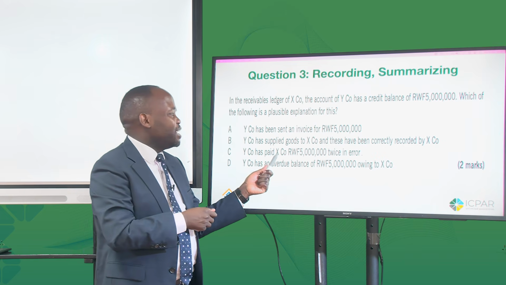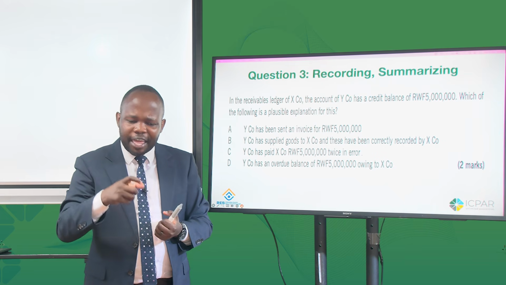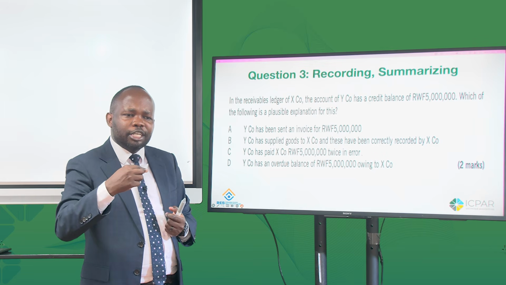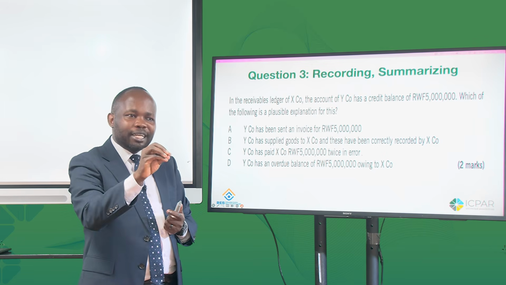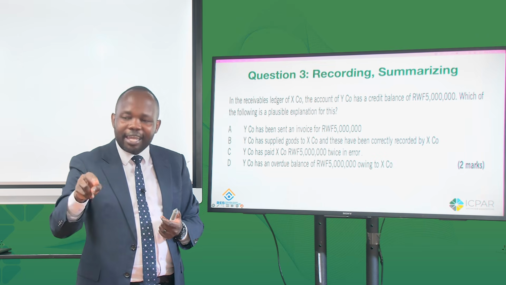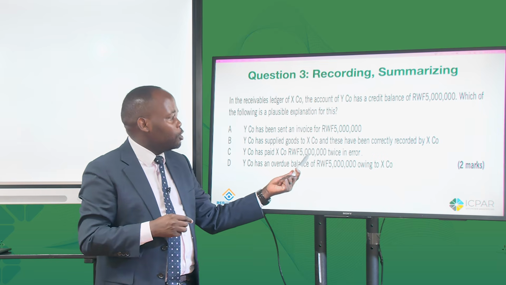Y company has paid X 5 million twice in error. Yes, if there is a payment twice, payment is posted on the credit side. So when payment is posted on the credit side twice or in error, it will make a credit balance. How many times did we pay? We paid 5 million twice.